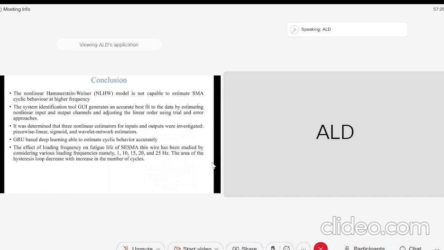So these are our conclusions. The nonlinear Hammerstein-Wiener model is not capable of estimating the cyclic behavior at higher frequency, as we have seen. So we can go for GRU-based deep learning to estimate the cyclic behavior quite accurately. We estimated three nonlinearities for our Hammerstein-Wiener: sigmoidal network, piecewise and wavelet network. And lastly, the effect of loading frequency on fatigue life of superelastic shape memory alloy thin wire has been studied considering various loading frequencies, 1 to 25 hertz, and the area of the hysteresis loop decreases with an increase in the number of cycles.